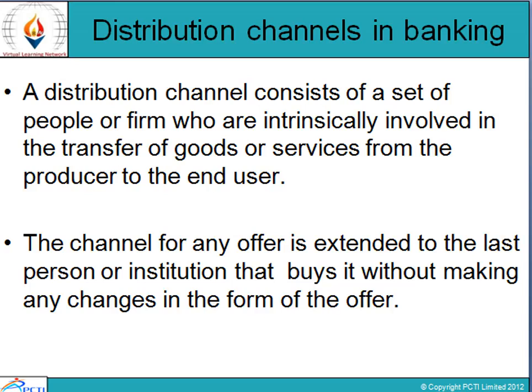When we talk about distribution channels in banking, they basically consist of a set of people or even firms who are involved in the transfer of goods and services. Right? So the end user could either be an individual consumer or an industrial consumer. Now the channel of distribution also includes the producer of the goods and services, the consumer of the same, and a series of middlemen like wholesalers, dealers, retailers and agents. The channel for any offer is basically extended to the last person or institution who buys it without making any change in the form of the offer. If there is any change in the form of the offer, then there will be another channel of distribution.